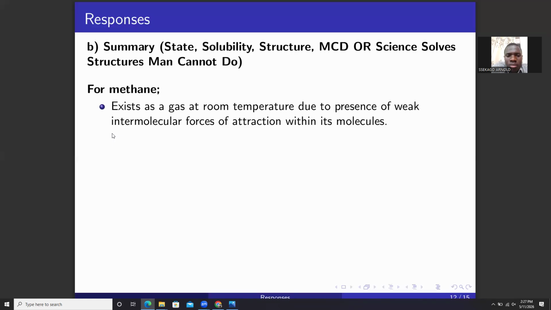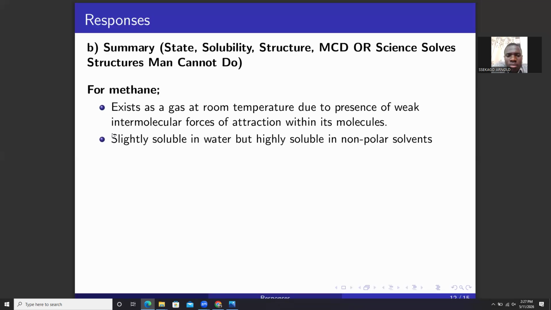Methane is a covalent compound. Covalent compounds are not soluble in water. Here it is slightly soluble in water. If you say soluble, that is not correct chemistry. It is slightly soluble in water, but covalent compounds are highly soluble in non-polar solvents. Think about alcohols. So, slightly soluble in water, but highly soluble in non-polar solvents. Why? Because they are made up of non-polar bonds. The bonds within methane, the same thing for graphite.